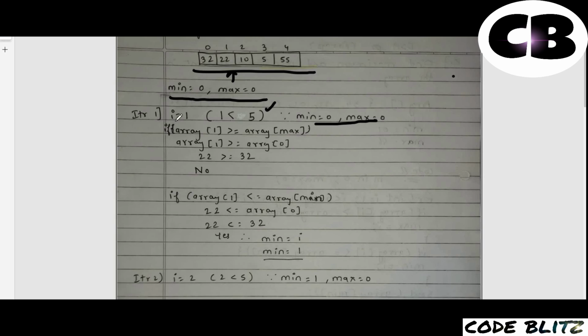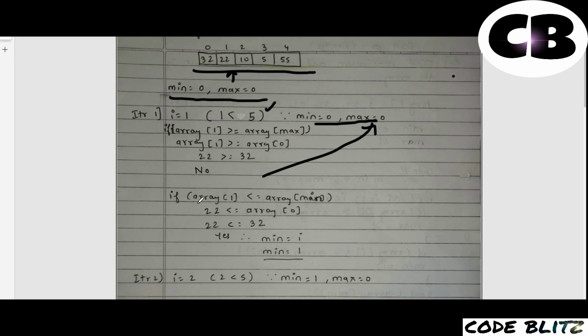Here i is equal to 1, therefore we have written array of 1 is less than or equal to array of max. Now max is 0, so array of 1 less than or equal to array of 0. Array of 1 value is 22, is 22 less than or equal to 32? Now the condition is not satisfied, therefore we will not update our max value, therefore max remains as it is.